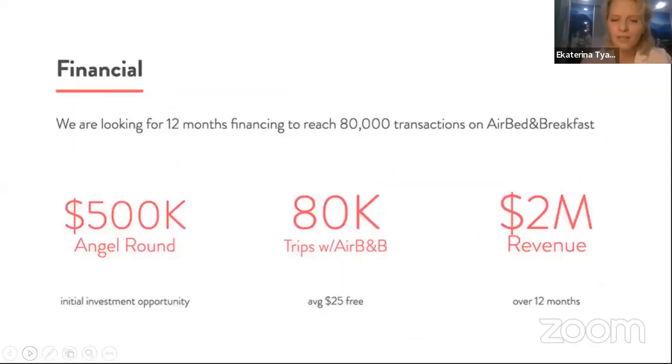The last slide is financial. Financial slides, simple and to the point, and most importantly, with a clear goal, reaching 80,000 transactions, as you can see on example. The only detail that I would add here is the use of funds. A rough estimate of where the round is going.